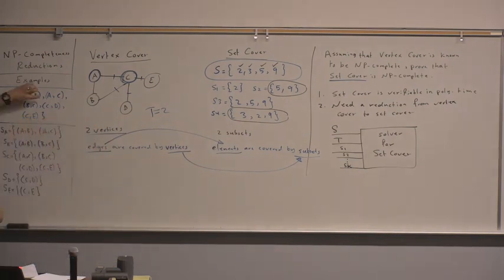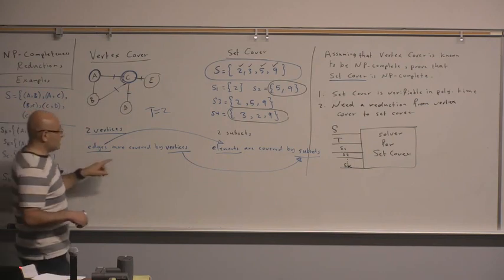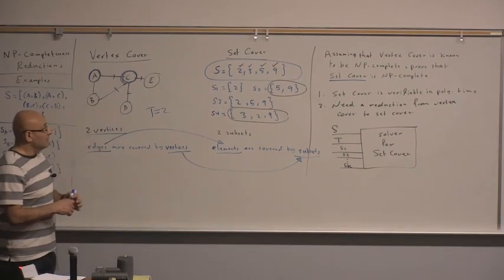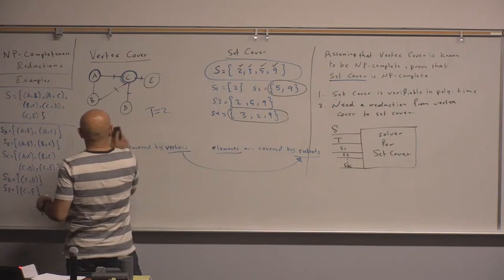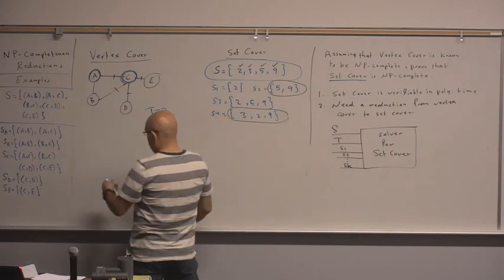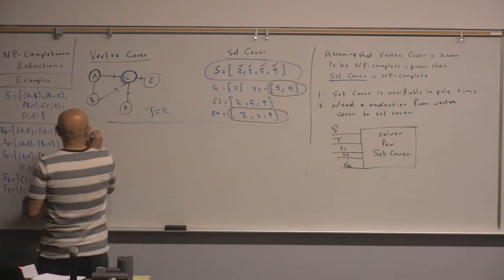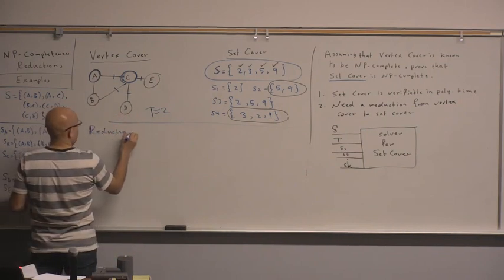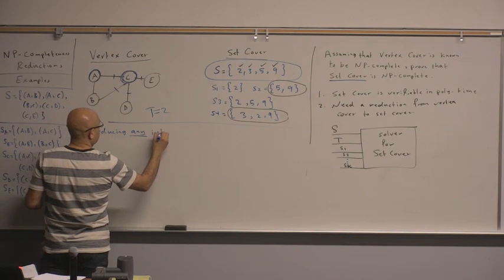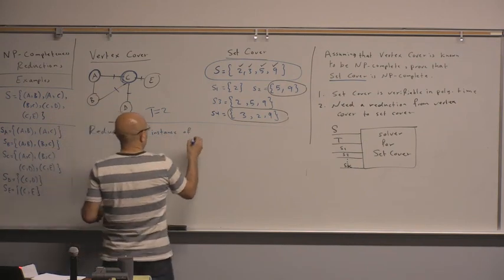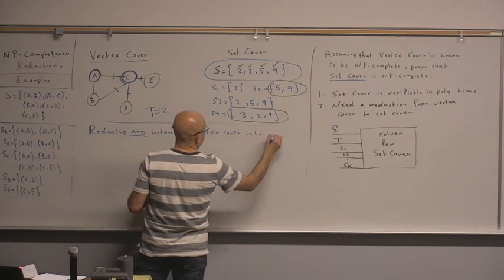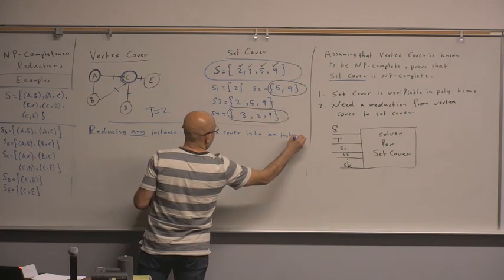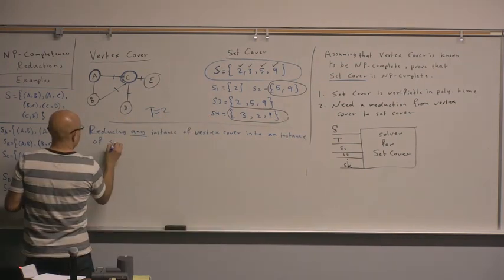Because each element here is an edge and each subset is a vertex. So basically the mapping, we can just describe it easily. We can describe the mapping: how to reduce any instance of vertex cover into an instance of set cover.